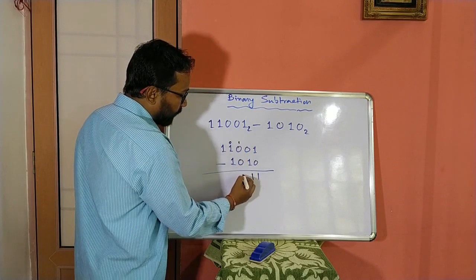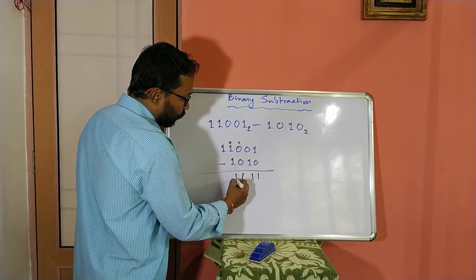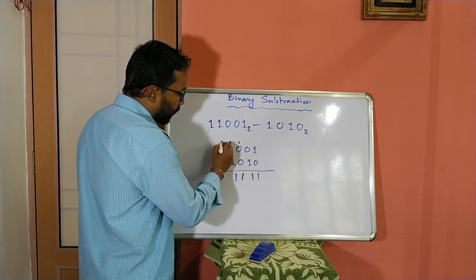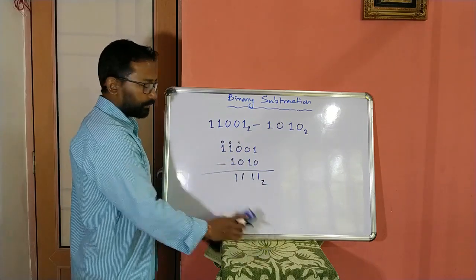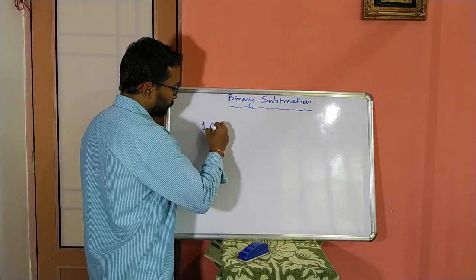So 1 minus 0 is 1, 0 minus 1 is 1. Again for that 0 minus 1, this 1 becomes 0. So 0, nothing is there, 0. This one. Clear? Another example.